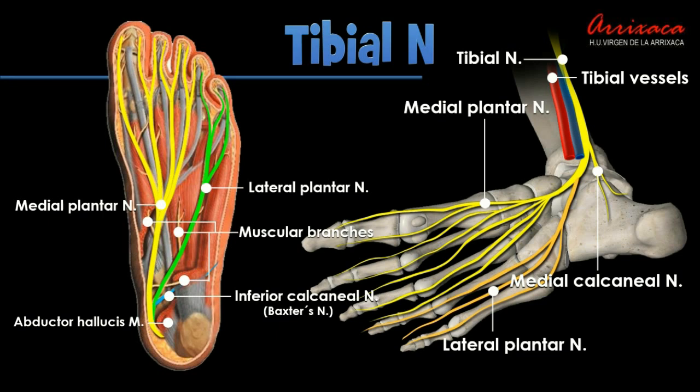Often we can find an inferior calcaneal nerve originated from the lateral plantar nerve. Its relationship to the deep fascia of the abductor hallucis muscle in the anterior tubercle of the calcaneus may explain the entrapment syndrome of the inferior calcaneal nerve, otherwise known as Baxter's neuropathy.